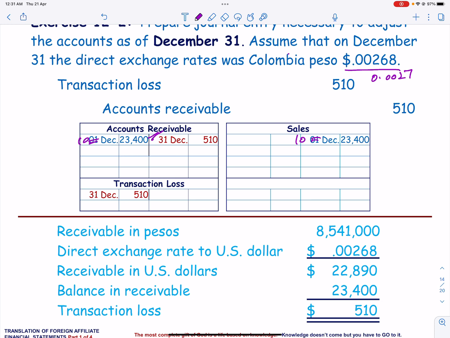Which has reduced by 510 on the balance sheet date, and we will record this as a loss. So transaction loss is debit and accounts receivable is credit. So that's how we have recorded it on the balance sheet date. Now let's talk about the settlement date.